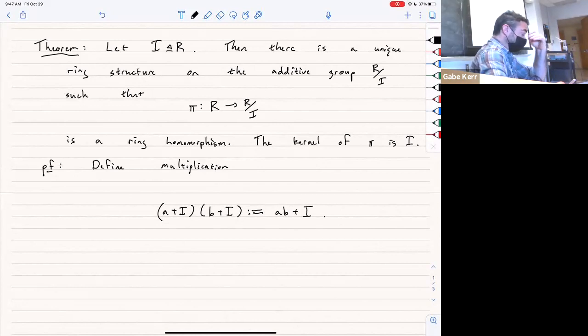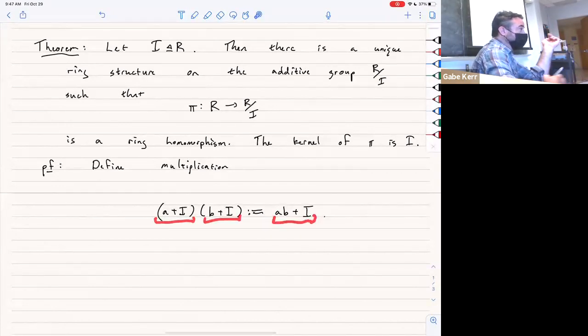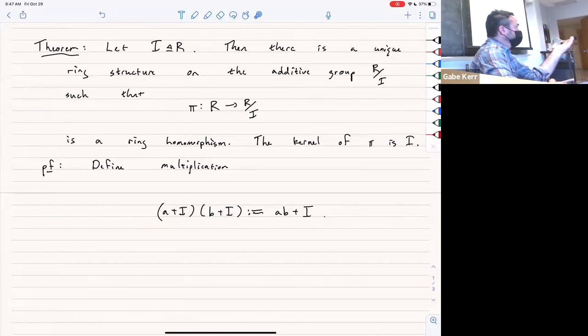So that's the definition. Are a and b elements of R? Yep. But these are cosets, so these are elements of the quotient. They're left cosets. I mean, the operation is addition, so we're putting a plus. They may not look like left cosets; they don't look like g times H. But this is the operation of addition.